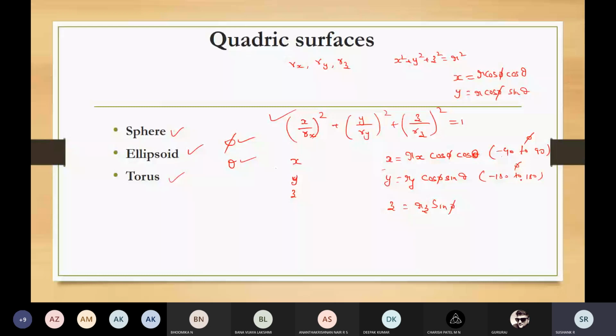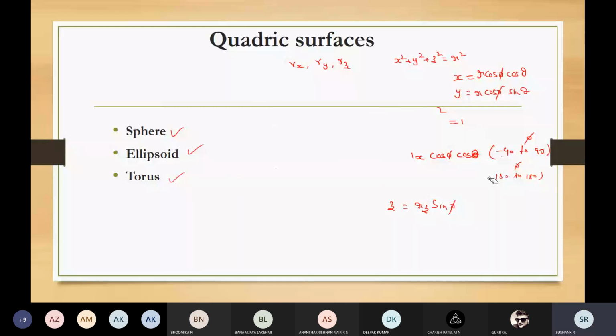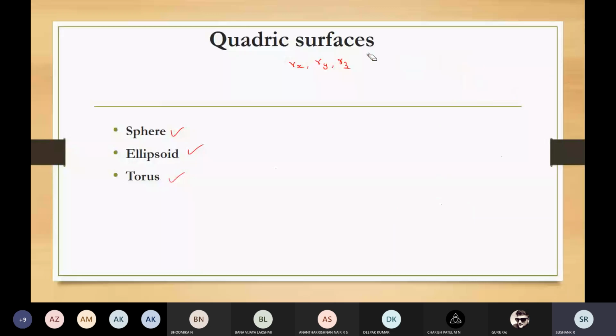So next, the third one we will be talking about is the torus. I'll just write the diagram corresponding to that. So the next object under our consideration is the torus, as the ellipsoid is done. So see, the side view of the torus will look like this. This is a side view of the torus.